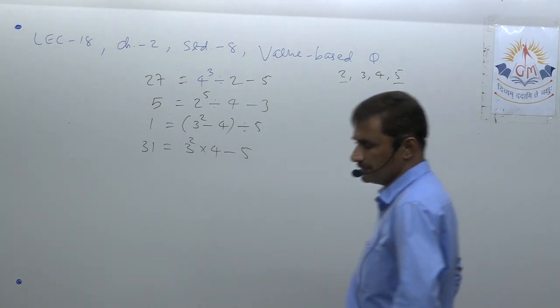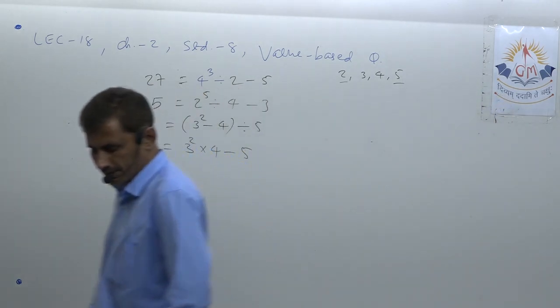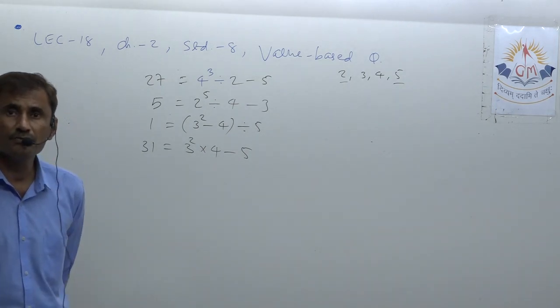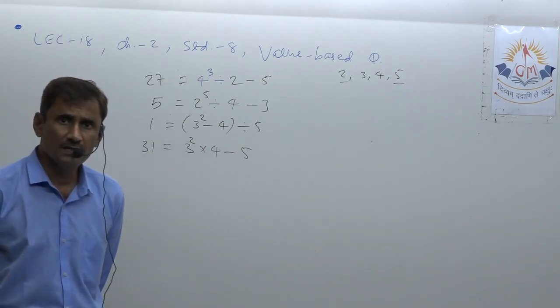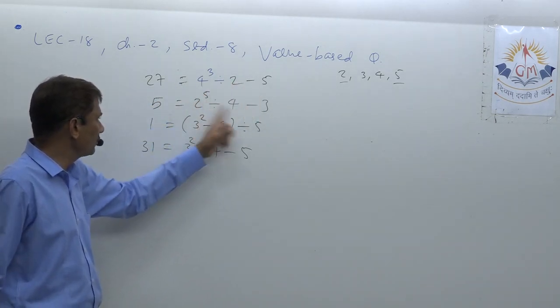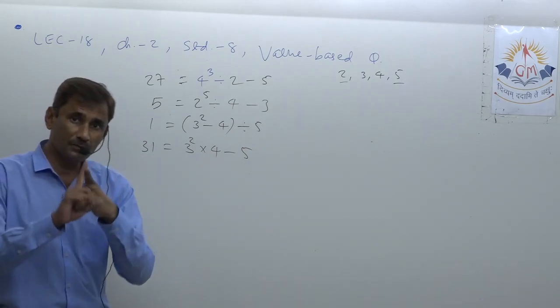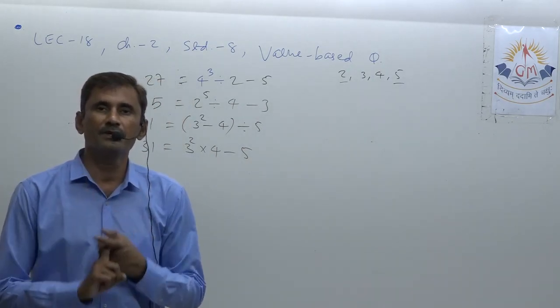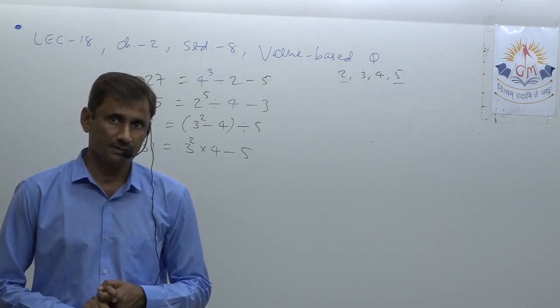So these are value based questions, and according to their condition again look there. 2, 3, 4, 5 should be used once only, and all of them should be used everywhere. Look, 2, 3, 4, 5 everywhere is there, and one time only, not more than once. So exactly one time each and every digit should be used here.